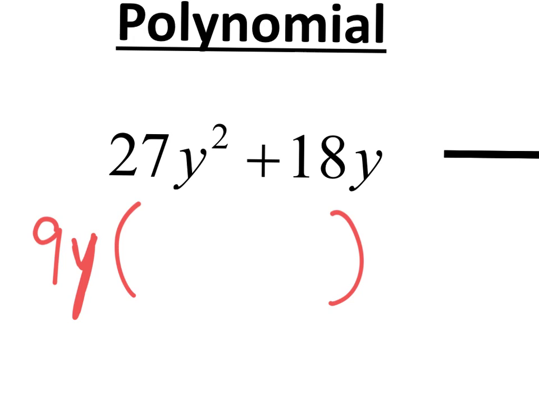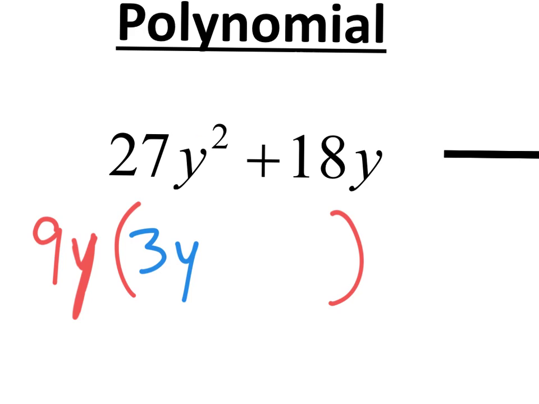Now what would be left on the inside? If I pulled out a 9y from here, what would be left in there? Think about this. 9y times what will take you back to the 27y squared? 3y. You could think of it a piece at a time. What's 9 times what will get you 27? 9 times 3. How about the y's? y times what will get you y squared? y times y will get you y squared.